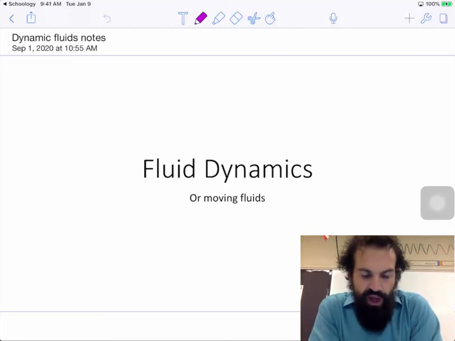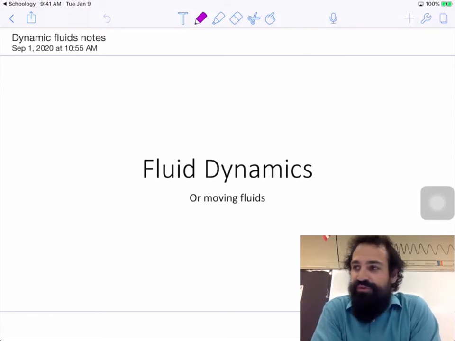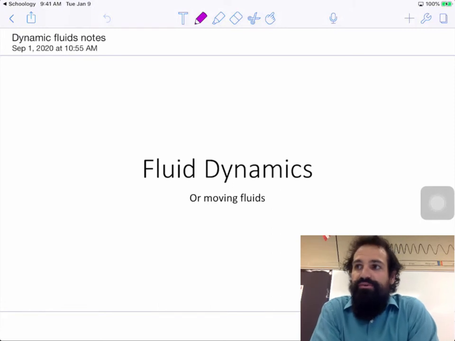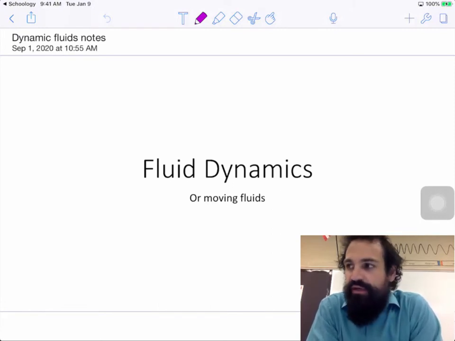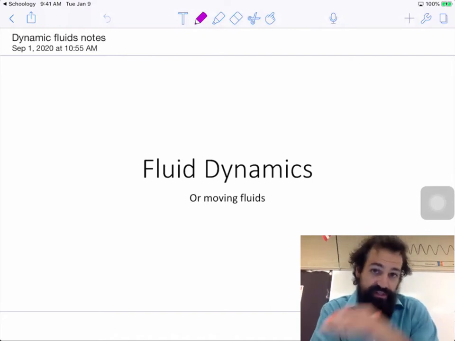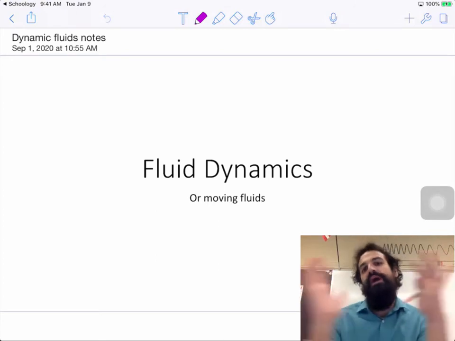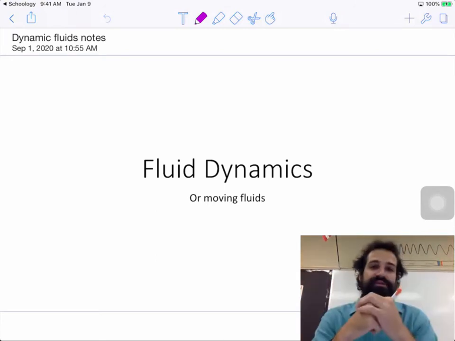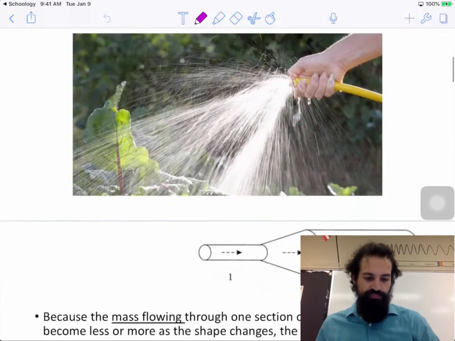So I want to now go through fluid dynamics, or moving fluids, now that we've discussed static fluids. Before we get into any of the actual content, I want to first point out that anything we discuss in this section, I will be assuming it's an ideal fluid, meaning it's not compressible. Even if I happen to talk about a gas, I'm going to make the assumption that it's non-compressible for the purposes of this.